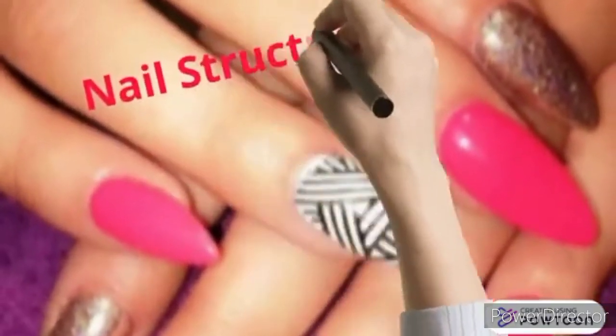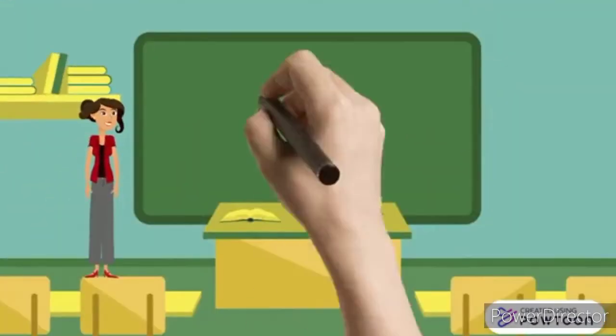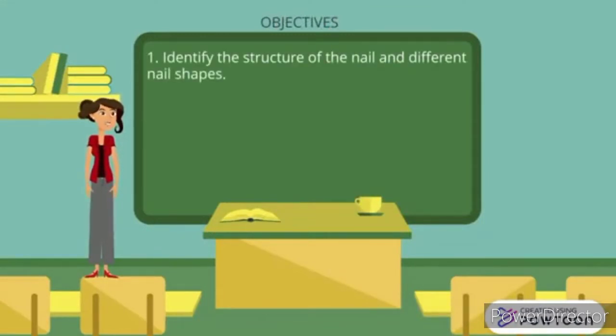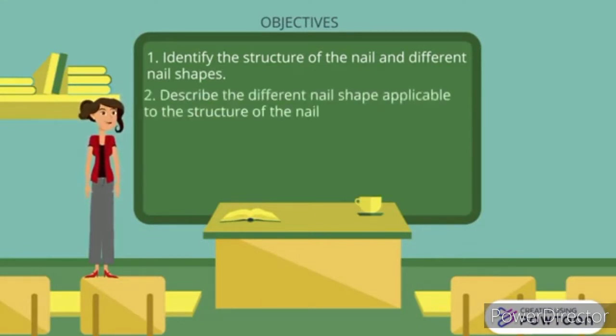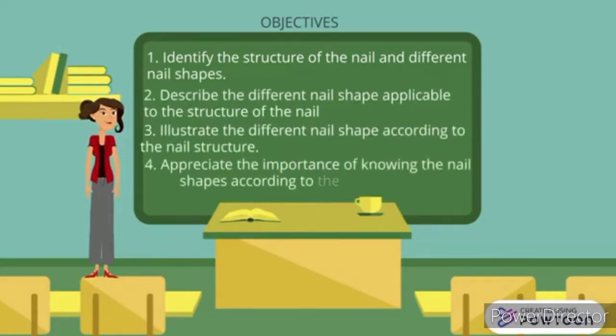Our topic for today is all about nail structure and nail shapes. Here are the objectives. 1. Identify the structure of the nail and different nail shapes. 2nd, describe the different nail shape applicable to the structure of the nail. 3rd, illustrate the different nail shape according to the nail structure. And the last one, appreciate the importance of knowing the nail shapes according to the nail structure.